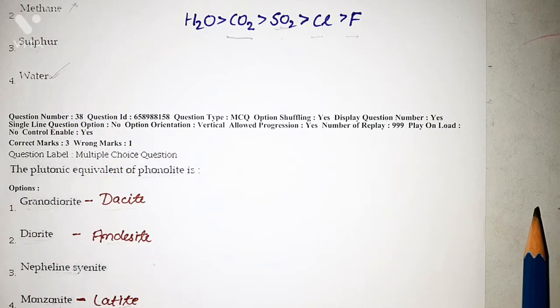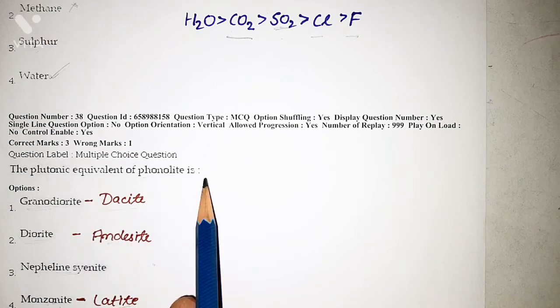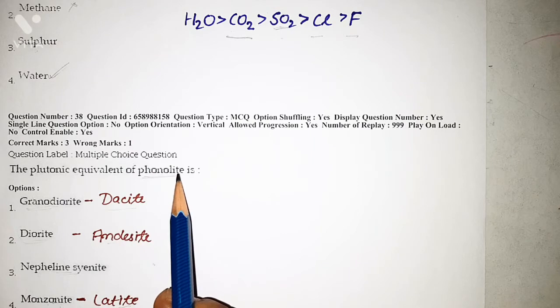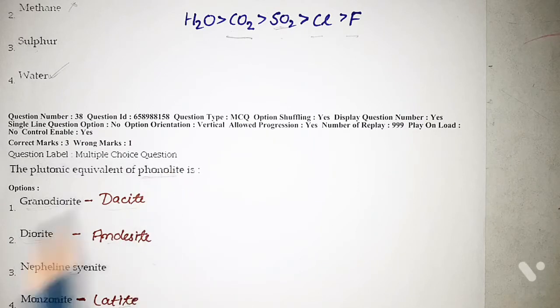Now next question is: the plutonic equivalent of phonolite is. Phonolite is a volcanic rock, and now we have to tell the plutonic equivalent of this phonolite rock. So let's check the options. Granodiorite, diorite, nephelinsinite and monzonite, all these are plutonic rocks. To answer this question we should know the volcanic equivalent of all these plutonic rocks.